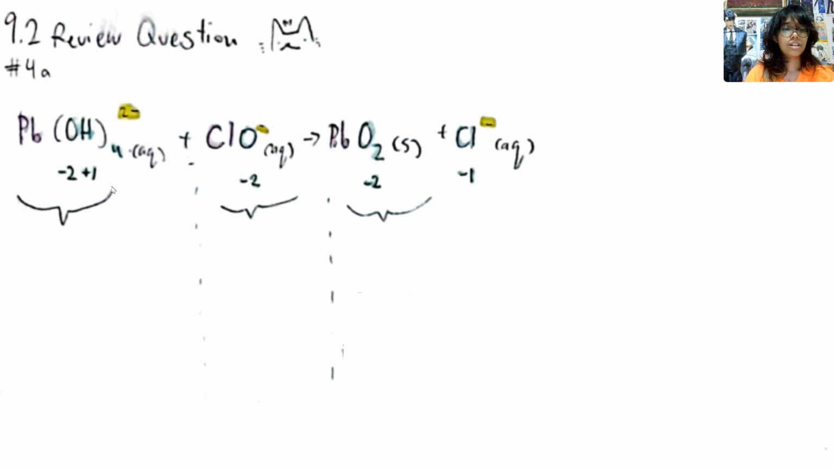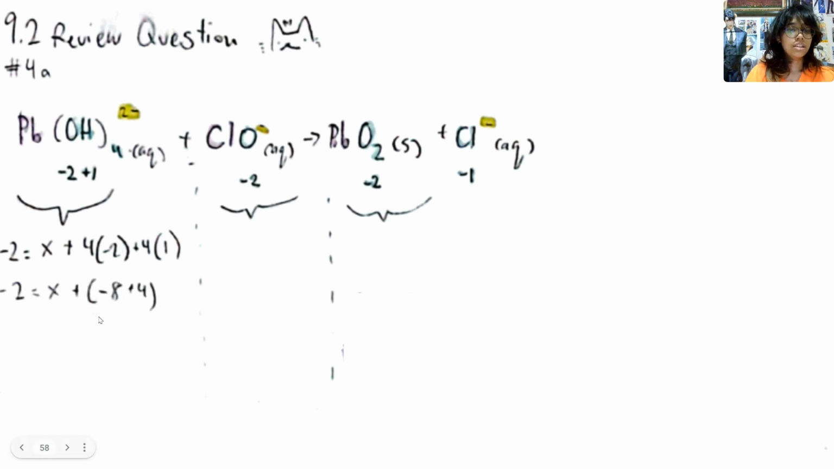It's as simple as we've done before. Because we know that this entire thing has a charge of -2, we put -2 on the side instead of 0 for a neutral charge. Then we put X as lead. We have 4 oxygens, so 4 times -2, and we also have 4 hydrogens, so 4 times 1. We can solve that by multiplying and rearranging, which gets us X equals 2, which means lead is +2.